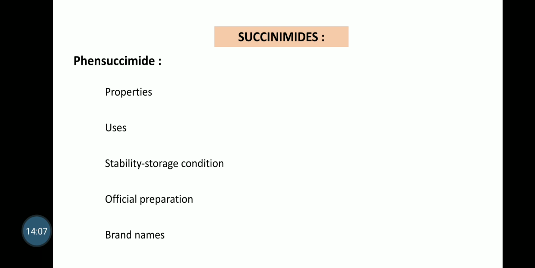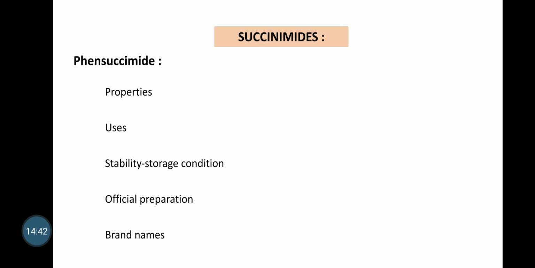Properties: it is white crystalline powder, odorless, and a slight bitter taste. It is slightly soluble in water, freely soluble in alcohol. Uses: it is used in treatment of simple absence seizures and for control of psychomotor seizure. Stability and storage: it is a stable compound, therefore stored in well closed containers.